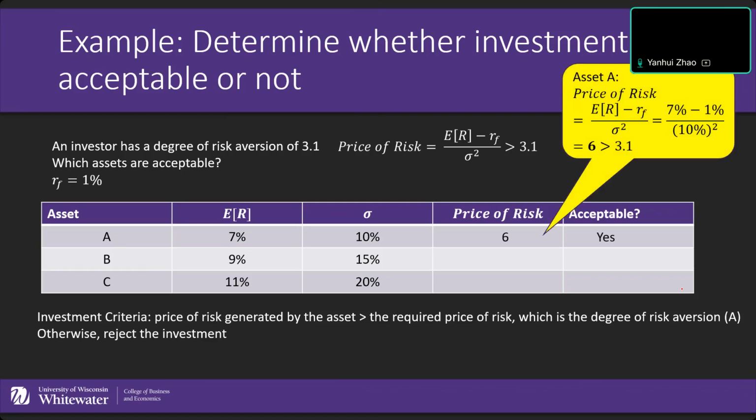For asset A, the price of risk is 7% minus the risk-free rate 1%, divided by 10% squared. 10% squared is 0.01. So it's 6% divided by 0.01. That's 6. 6 is higher than the degree of risk aversion for the investor, so the investor will invest. I'm going to give you some time to calculate the price of risk for B and C and whether the investor will invest or not.